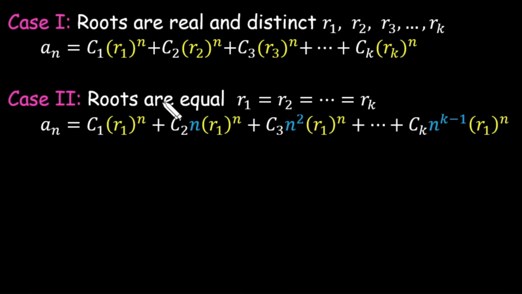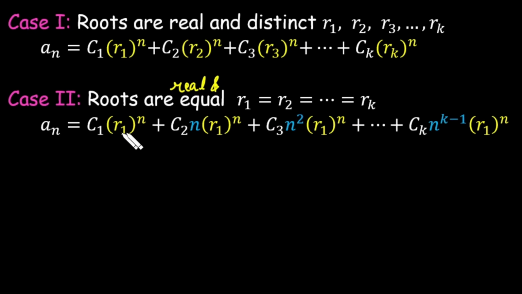Case 2 is when the roots are equal, meaning they are real and equal. So in that case, what we can do is, in place of R2, we can replace it by R1. Even R3 is replaced by R1. Rk is also replaced by R1. But we need to create different roots. So for that, we need to multiply first with n, then n square, then n cube, till n raised to power k minus 1. When the roots are the same, we need to create different roots. For that we are multiplying by the index.